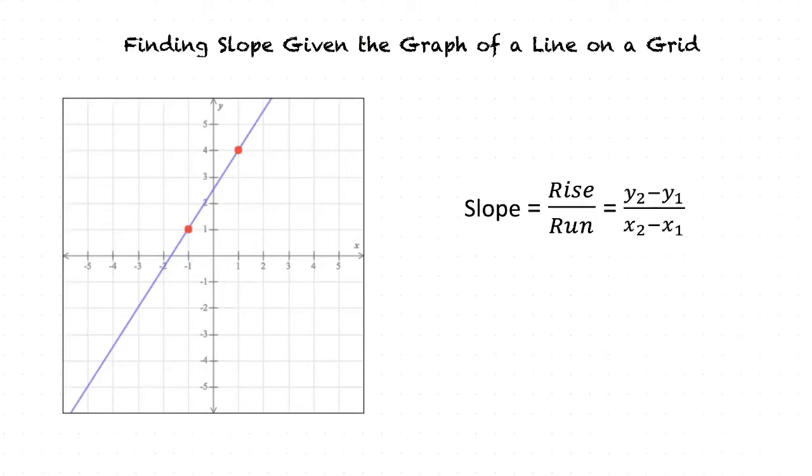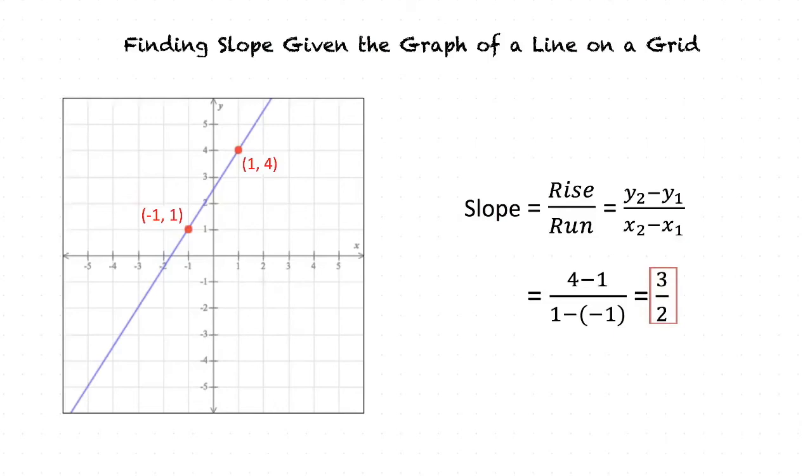In the current problem, we have 2 points, -1, 1, and 1, 4 selected for the calculations. After substituting these numbers into our slope formula, we get 4 minus 1 on our numerator and 1 minus -1 as our denominator. After subtracting and adding, we get 3 on the numerator and 2 on the denominator, which gives us the final result of 3 over 2 for our slope value.